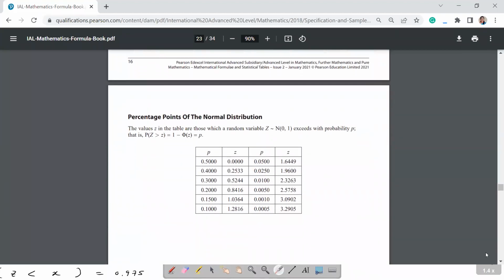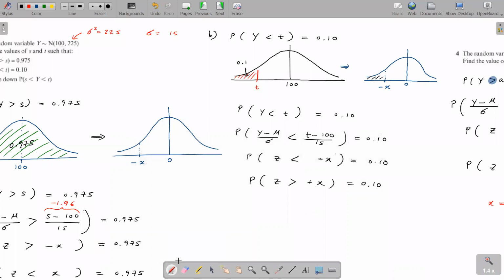Second table, 0.1. Can you see its z value is 1.2816. Okay, 1.2816. So your x value here is 1.2816. Maybe don't write x as 1.2816, because you know that this is what you want and this is the negative value, right? So maybe write like this: T minus 100 over 15 is minus 1.281.